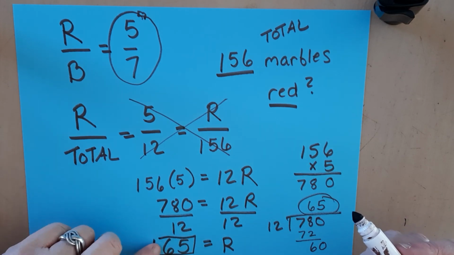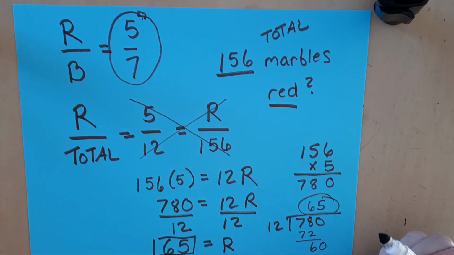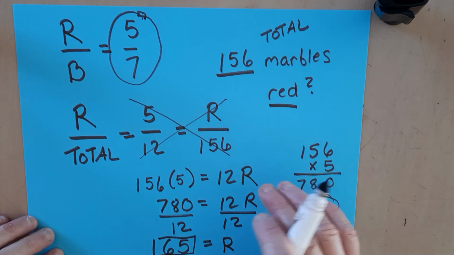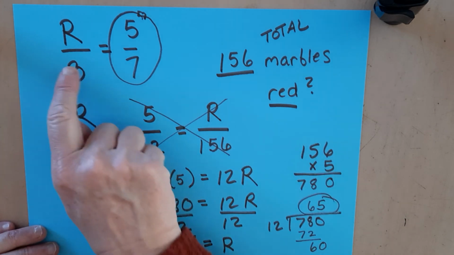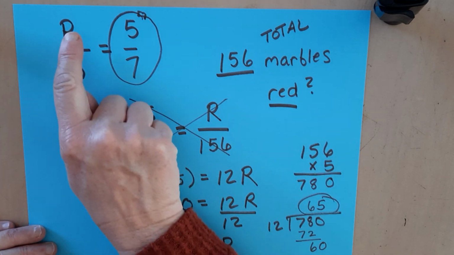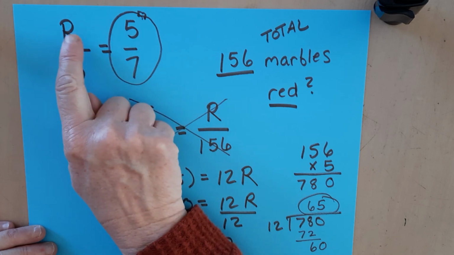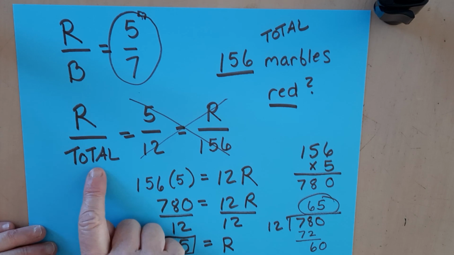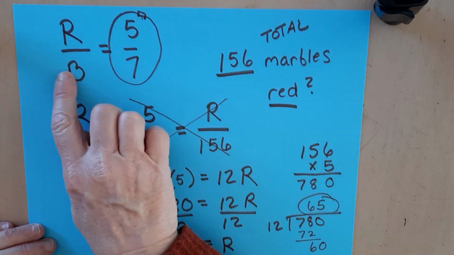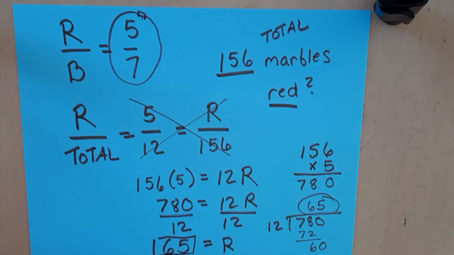You can also use that to figure out how many blue marbles there are, but this question is just asking how many red. So be careful when you're setting up your ratio problems that you are setting things equal to what they are supposed to be equal to. This was red marbles equal to R, blue marbles equal to B, and the total was 12. As long as you keep the corresponding parts in the right place, you'll be just fine.